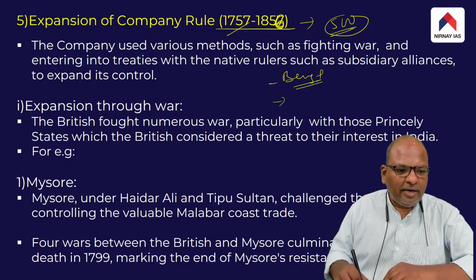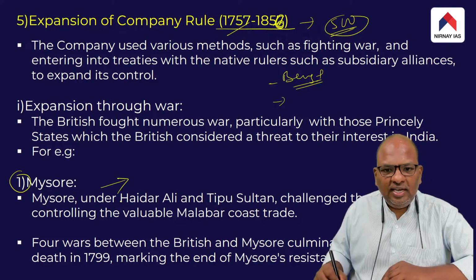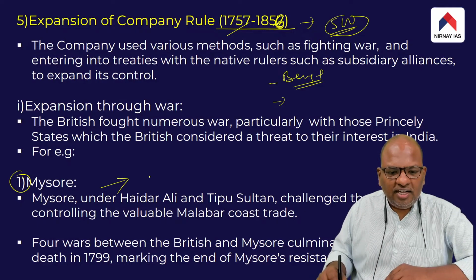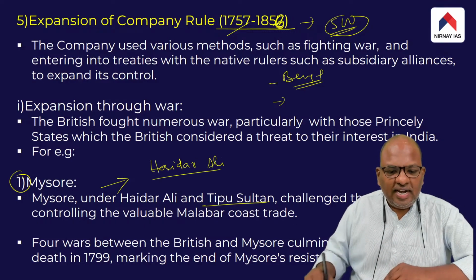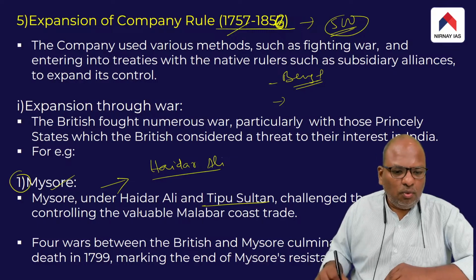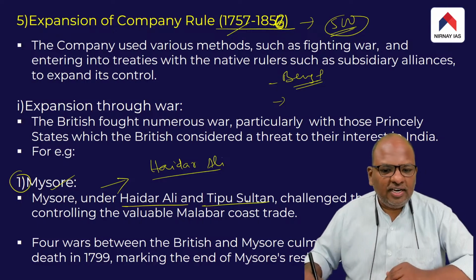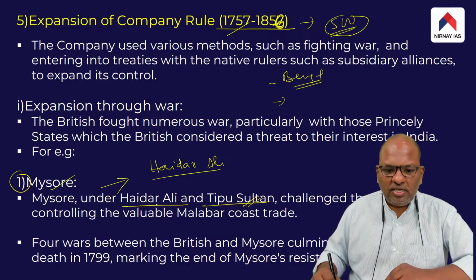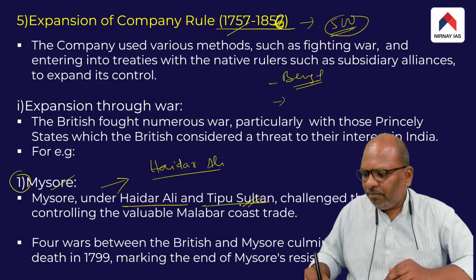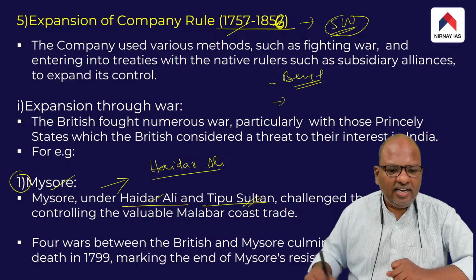Say, for example, Mysore was an independent kingdom. In the 18th century AD, Mysore was under the control of Hyder Ali and his son Tipu Sultan. After the death of Hyder Ali, Tipu Sultan became the ruler. Both Hyder Ali and Tipu Sultan were highly independent rulers.